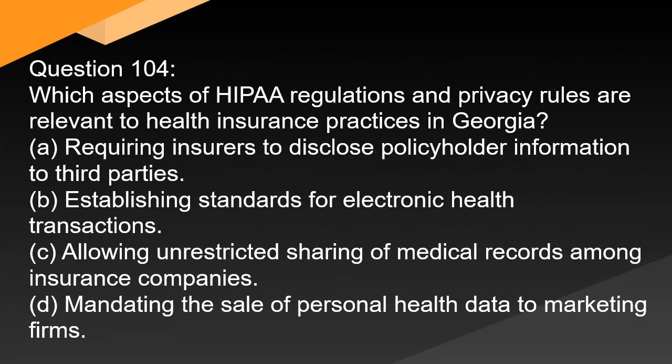Question 104. Which aspects of HIPAA regulations and privacy rules are relevant to health insurance practices in Georgia? A. Requiring insurers to disclose policyholder information to third parties. B. Establishing standards for electronic health transactions. C. Allowing unrestricted sharing of medical records among insurance companies. D. Mandating the sale of personal health data to marketing firms.